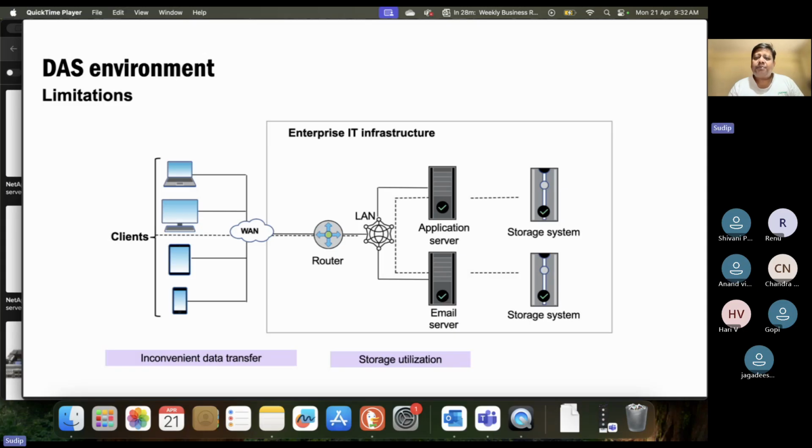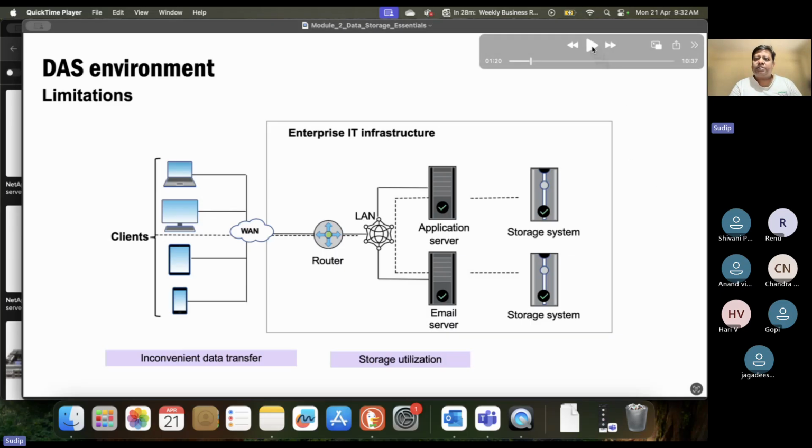No, sir. Absolutely not possible, right? Because it's a direct attached environment. It's a direct attached storage. That storage is connected only to one server. So that SD card is connected to only one phone. One SD card cannot be connected to multiple phones. Correct? Hence, storage utilization or efficiency becomes a big challenge. If on the fly some other server in the environment needs some additional storage, you cannot allocate it even if the storage system has some free space. So that's a big challenge in a direct attached storage environment.